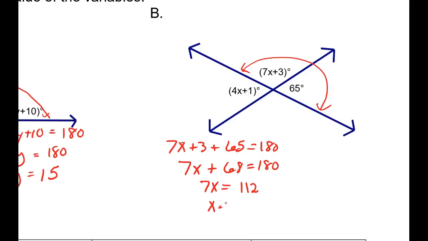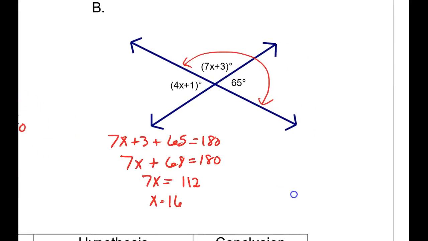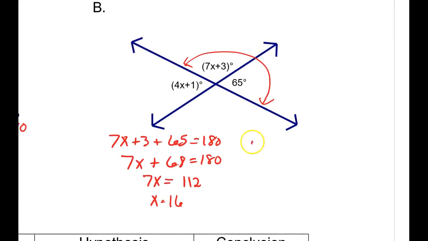You're failing me, guys. Come on, help me out. 16, good job. All right, 16. Now, did any of you think of a different way of doing that one? Sophia, what did you do? 4x plus 1 plus 7x plus 3 plus 1. Yeah, guess what?